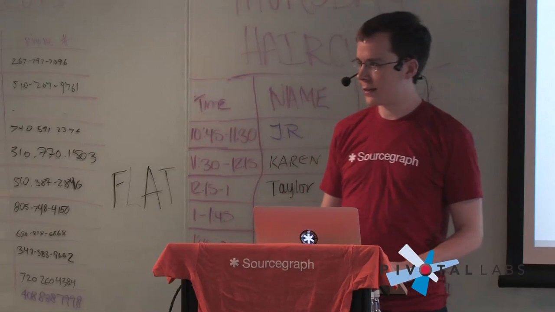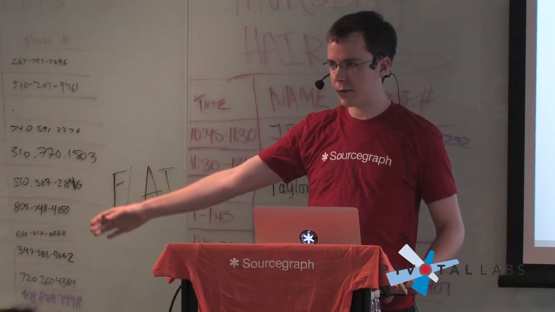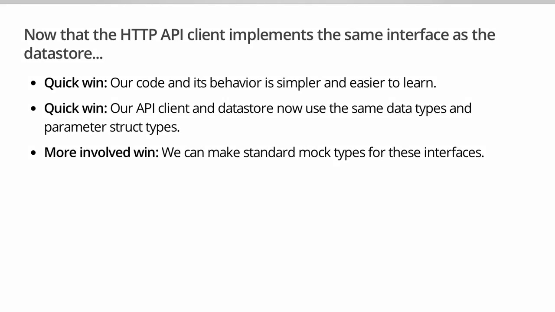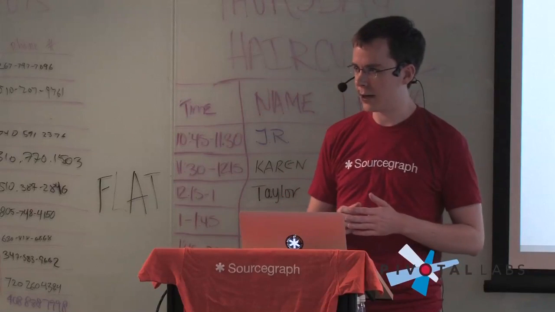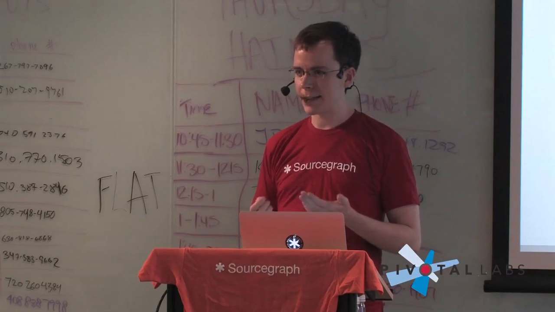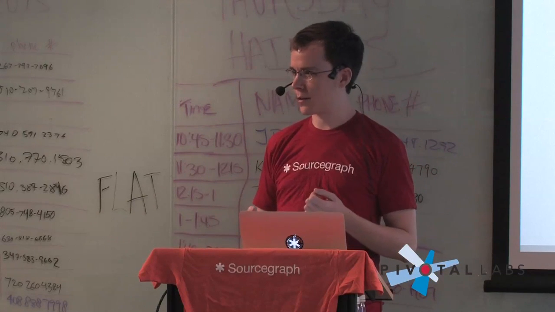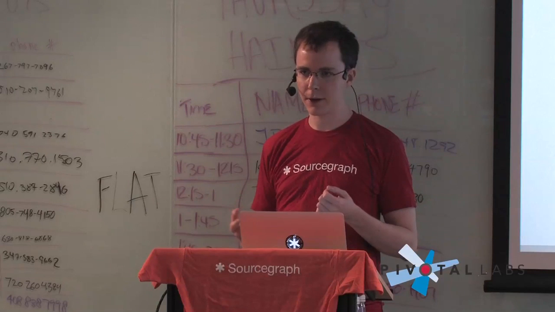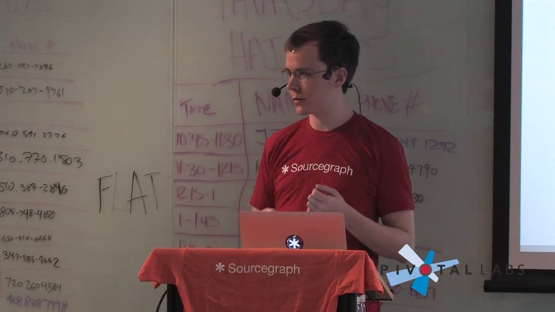So that's nice because previously we had this whole set of code that interacted with the DB and this whole set of code that interacted with our API. But now they implement the same interface and they have the same behavior. So it's much easier to understand what our code does. It also means that by necessity we're forced to share the same data types that we used for a repository and for the other nouns and all the parameter structs.